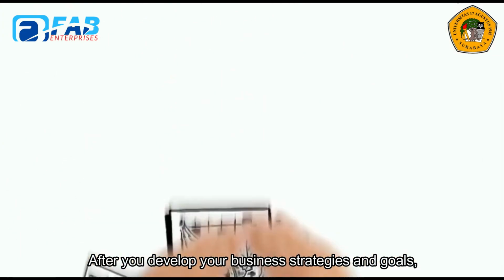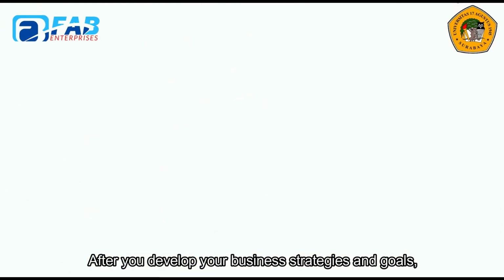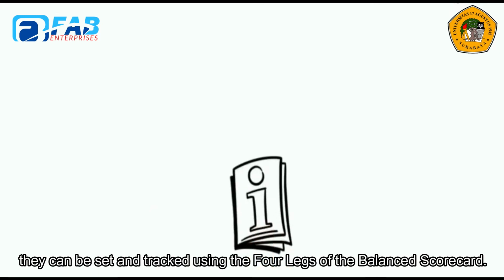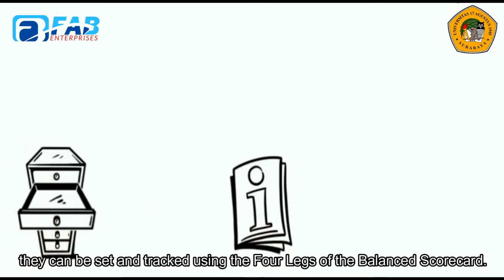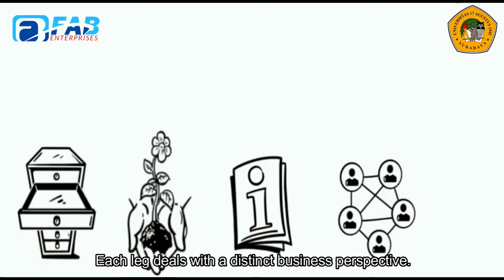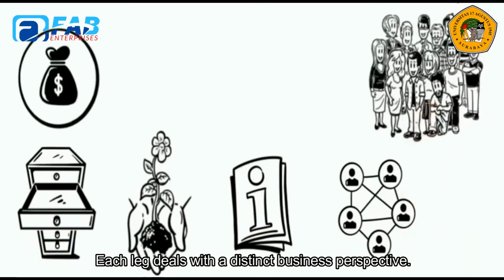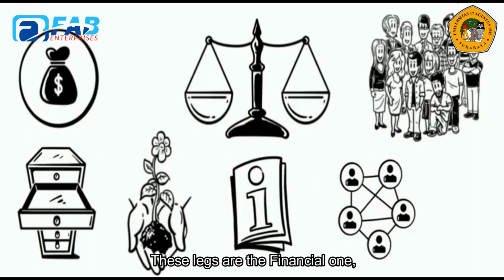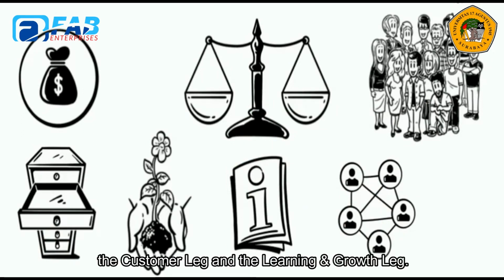After you develop your business strategy and goals, they can be set and tracked using the 4 legs of the Balanced Scorecard. Each leg deals with a distinct business perspective. These legs are the financial one, the internal business process leg, the customer leg, and the learning and growth leg.